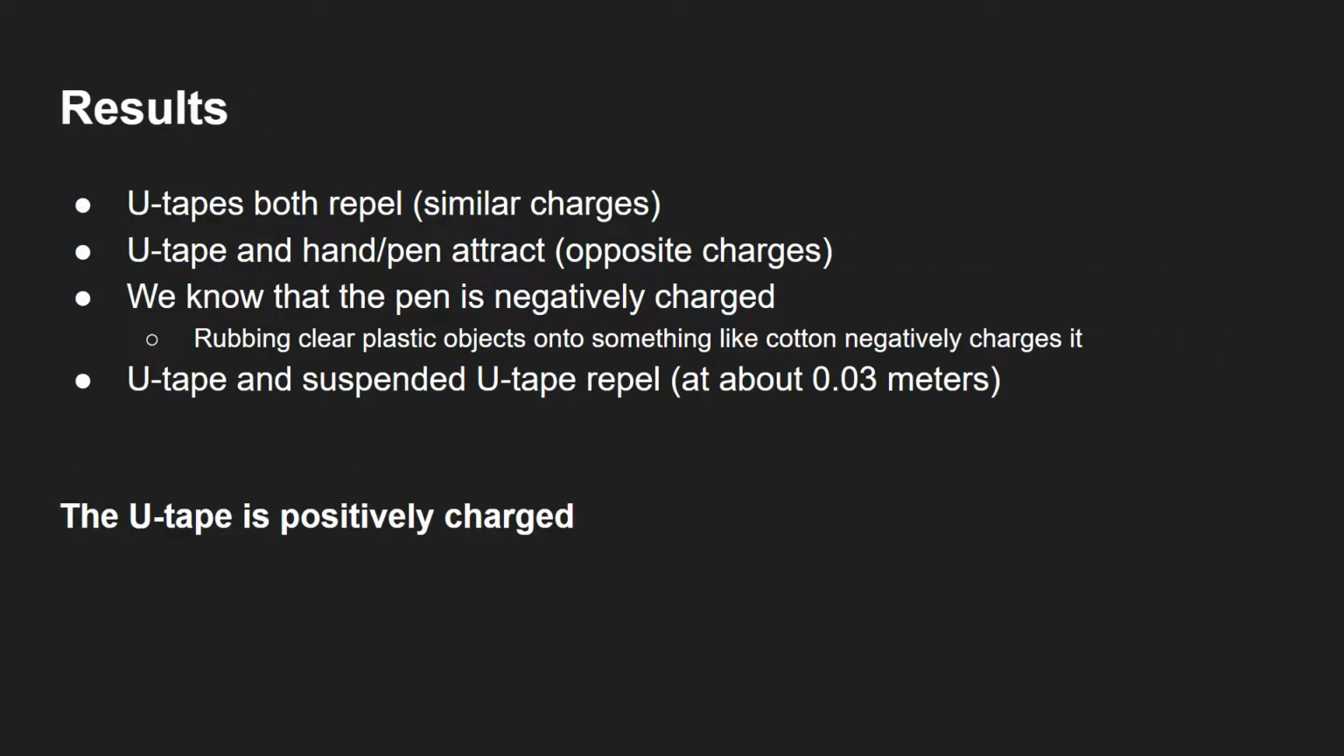Now results, the interactions between two U-tapes saw both of them repelling, meaning they have similar charges, and a U-tape and a hand or pin attracted, meaning they have opposite charges. And since we know that the pin is going to be negatively charged, because rubbing a clear plastic object onto something like cotton will negatively charge the thing, we know that the pin has to be negative and the U-tape is going to have to be positive. And then we saw the U-tape and a suspended U-tape are going to repel likewise, and that was a distance of about 0.03 meters apart. And from all this, we can gather that the U-tape is positively charged.